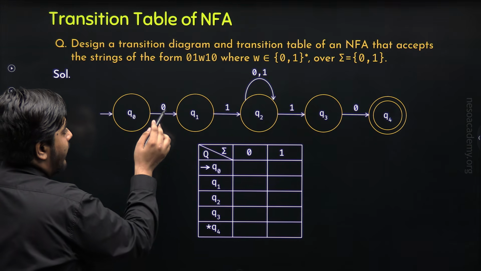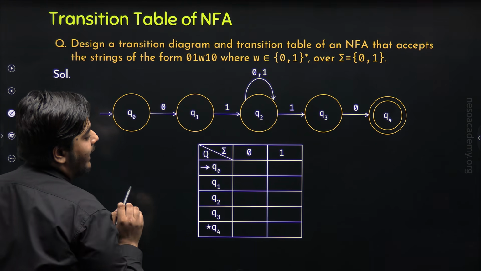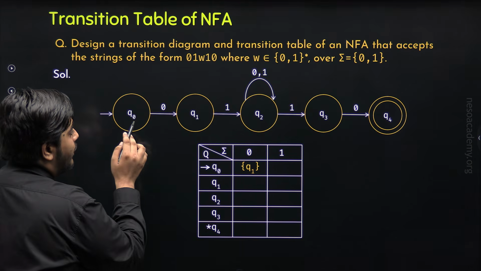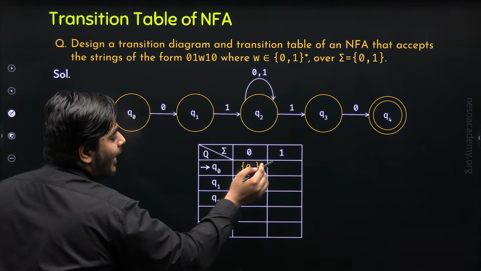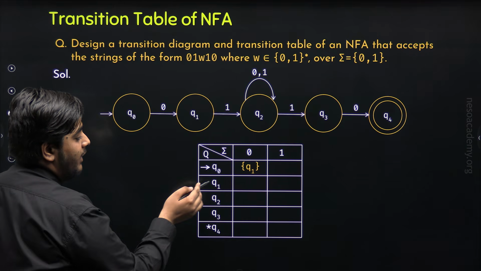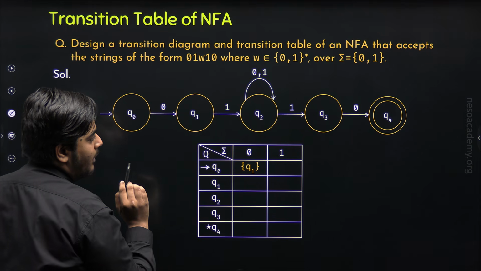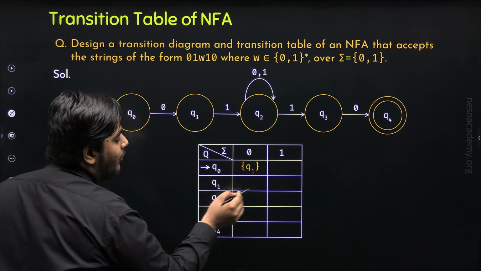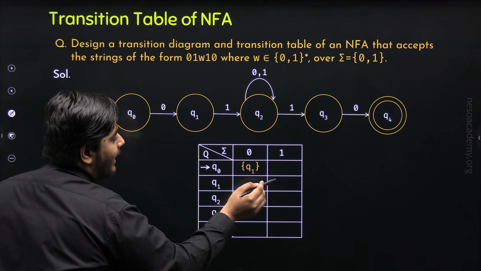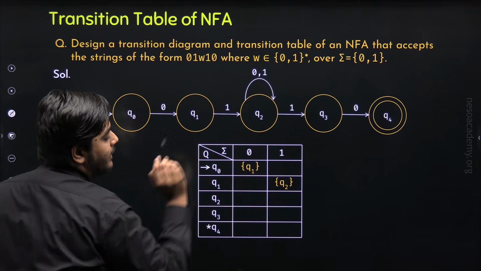Q0 on input symbol 0 gives the state Q1. So here we will write Q1. Now Q0 doesn't have a transition for input symbol 1, so we will not write anything in this cell. If we talk about the state Q1, Q1 has a transition for input symbol 1, but it doesn't have a transition for input symbol 0. So we will not write anything here, but we will write Q2 in this cell because the next state for input symbol 1 is Q2.